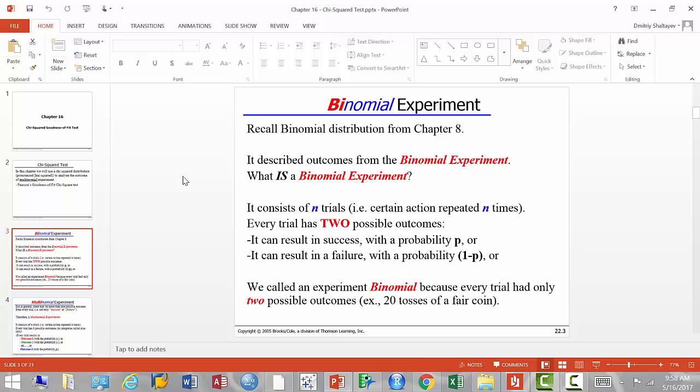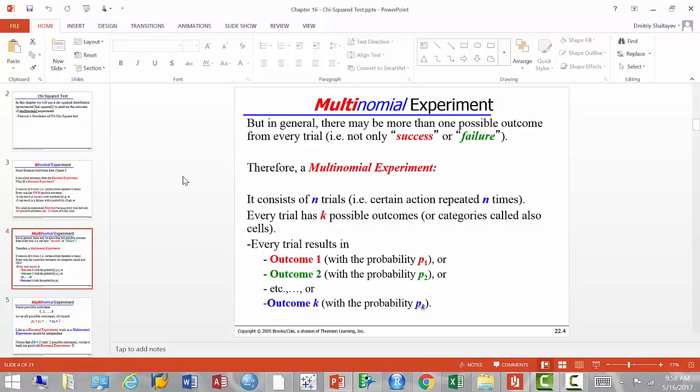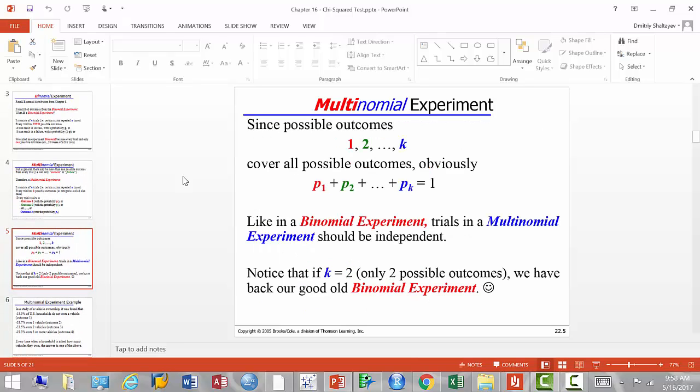There are only two possible outcomes from each trial or experiment. Well, in general, it can be many outcomes, right? Nobody said that it has to be only two. It can be, in general, k, whatever number it may be, right? So therefore, a multinomial experiment is the same idea, right? You perform n trials, but each trial, instead of two, as in binomial, can result in more than two: 1, 2, 3, 4, up to k. It can be any number, okay? That's why it's called multinomial and not binomial. The example actually comes next.